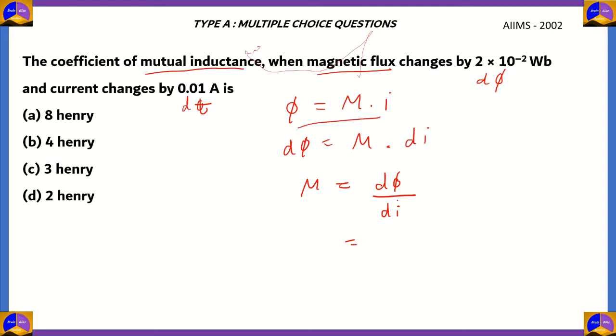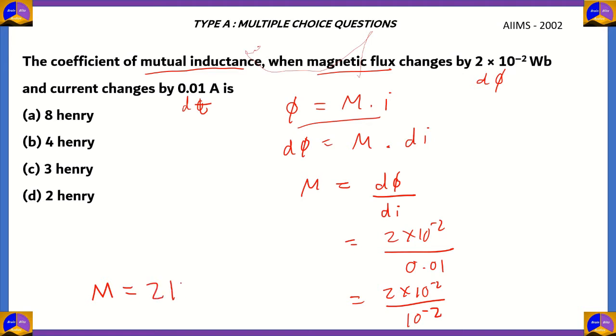Let's plug in the values. d phi is 2 into 10 raised to minus 2 divided by di is 0.01. However, 0.01 is the same as 10 raised to minus 2. So we have essentially 2 into 10 raised to minus 2 divided by 10 raised to minus 2. So therefore, the final answer for mutual inductance, the coefficient of mutual inductance, is 2 Henry. Henry is the unit for the coefficient of inductance.